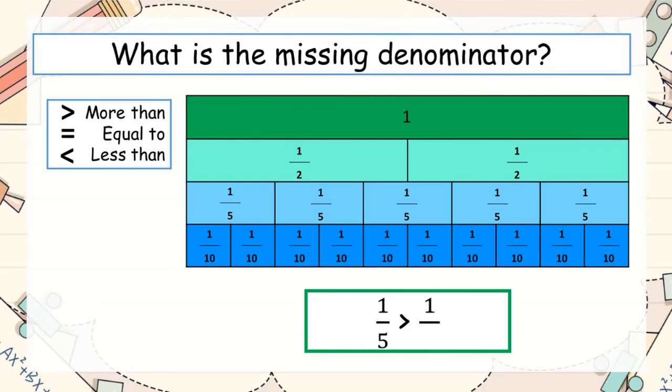Try this one next. 1/5 is greater than 1 something. Can you pause the video and see if you can figure out what the missing denominator is? Remember, the statement still has to be true, so you're looking for something that is smaller than 1/5. Pause the video and give it a try.